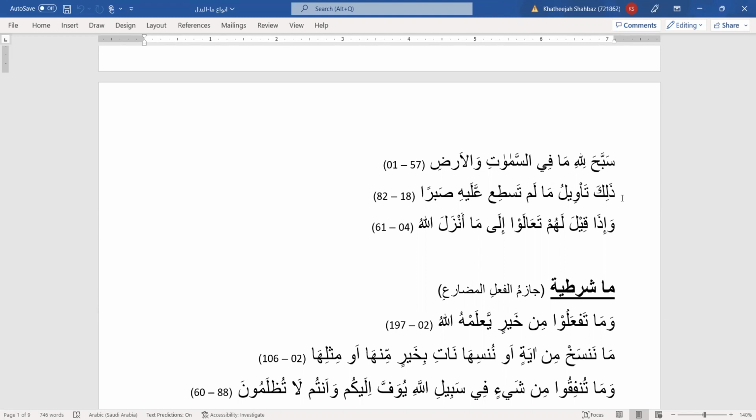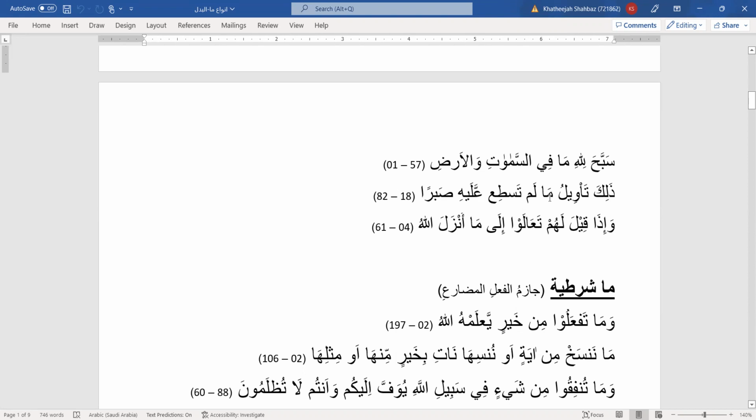Dhalika, that. Ta'wil, explanation. Ma, what. Lam, not. Tastati', you are able to. Alayhi, upon it. Sabra, patience. That is the explanation of what you are not able to be patient on. Very good. Perfect. Thank you, Abir. That is the explanation, or you can say interpretation, of what you were not able to be patient upon.